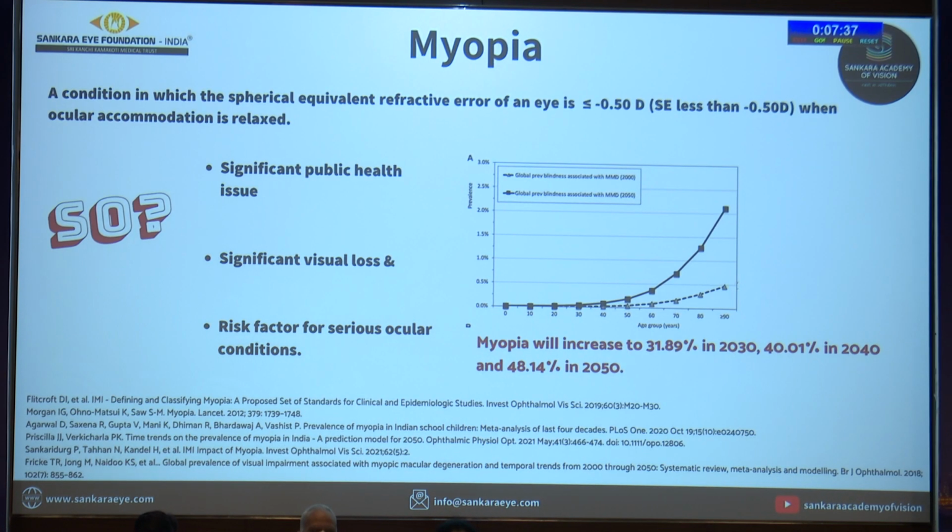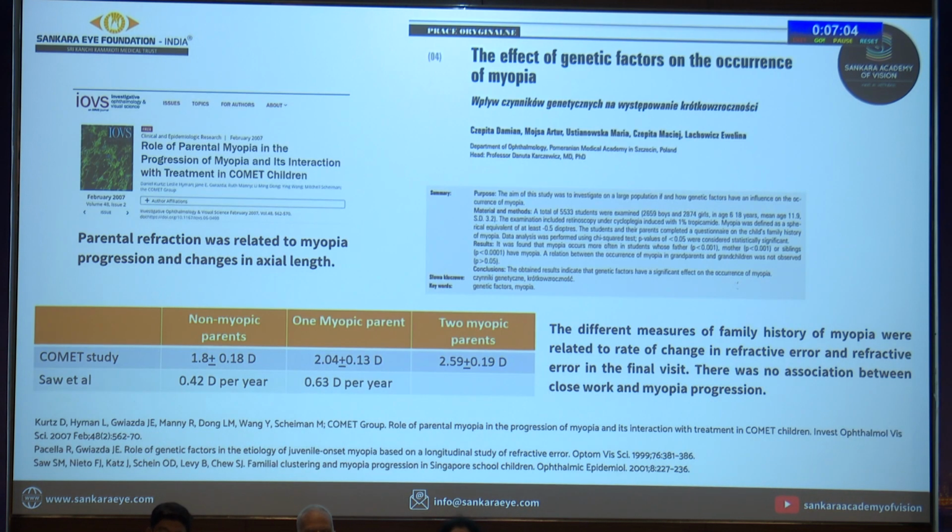So to start off, myopia today has been defined. We've accepted the definition of the IMI, which says that it's a spherical equivalent of more than 0.5 diopters when ocular accommodation is relaxed. So essentially it needs to be a cycloplegic refraction that is done. How does it matter? We know it's a significant public health problem. There have been extrapolations that by 2050 almost half our population is likely to be myopic. There is significant vision loss. A variety of ocular structures get affected, and you do end up having a number of ocular conditions secondary to advanced myopia.